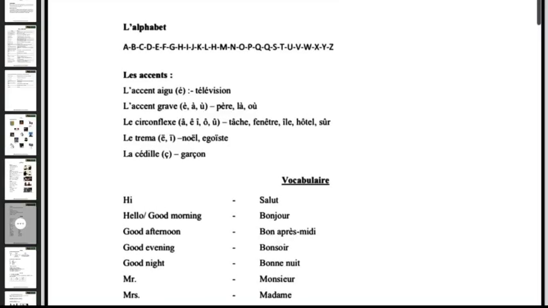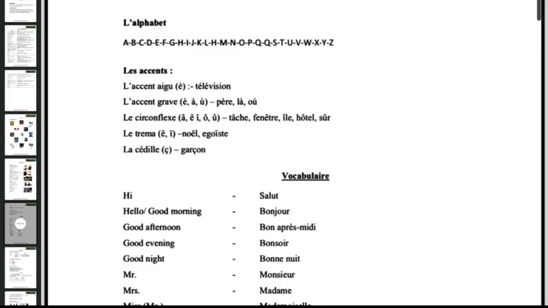Les alphabet. In French also there are 26 letters. Okay, so let's learn the pronunciation of each letter.